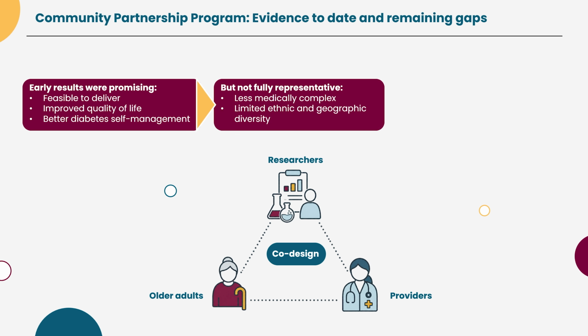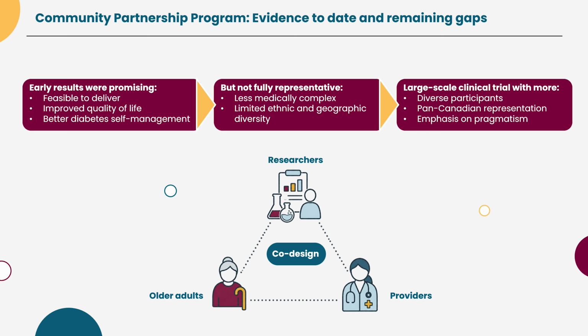While the findings were encouraging, the participants in these earlier studies were not fully representative of the broader population of older adults living with diabetes. Most were not medically complex, and they lacked diversity in ethnicity, culture, and geography. This gap set the stage for a larger, more pragmatic trial, one designed to test the intervention in more diverse, older adult patients and settings. To do that, the ACHRU team used the PRECIS-2 tool to guide the design and make sure the trial leaned toward pragmatism while maintaining strong scientific integrity.